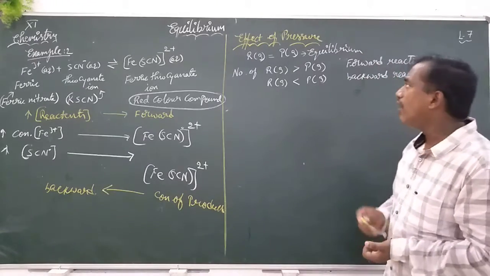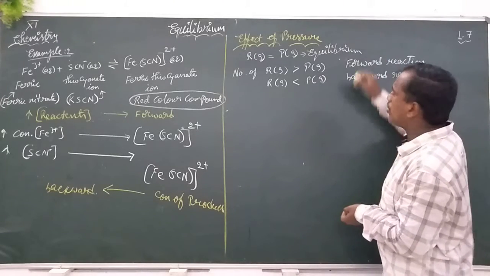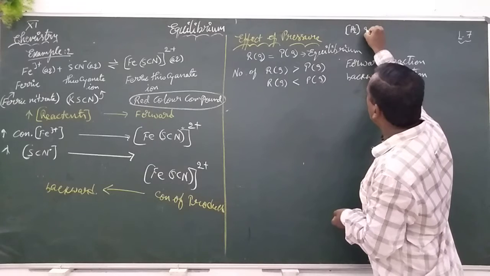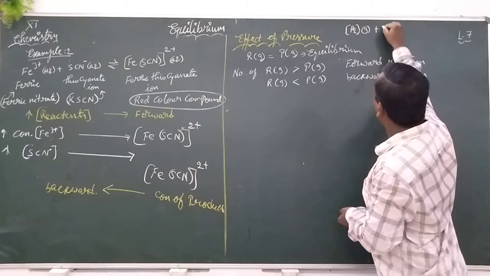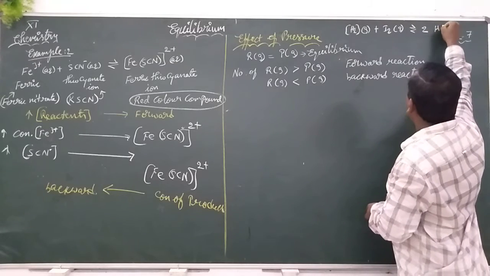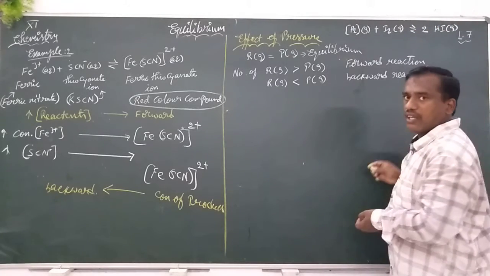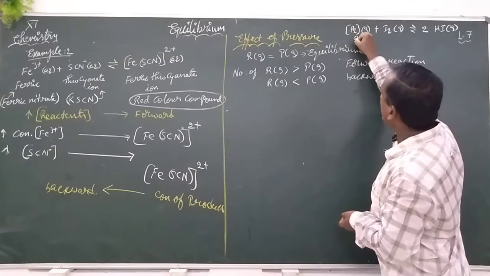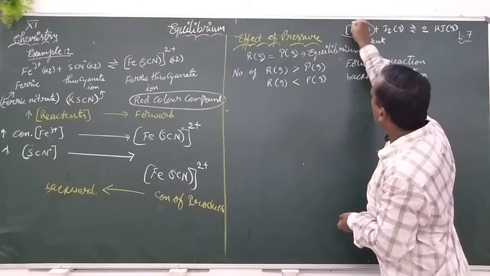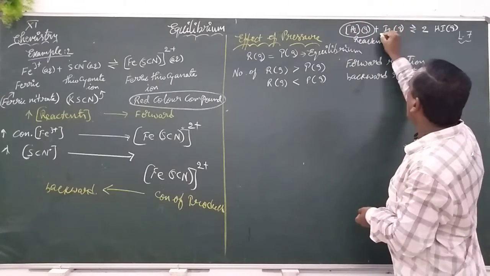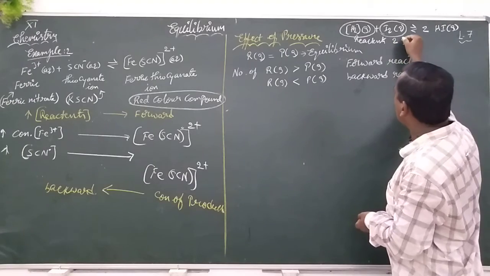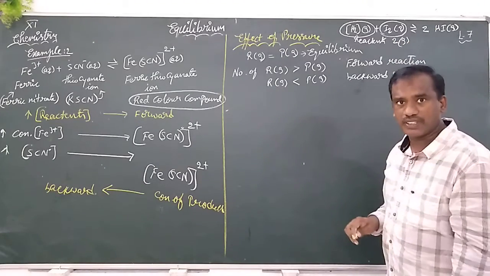What is this one, sir? If you recall the previous equation, hydrogen gas is reacting with iodine gas to form hydrogen iodide gas. On the reactant side, how many moles of hydrogen and iodine are there? 1 mole of gaseous reactant is there, and another mole of gaseous reactant. Means in reactants, how many moles of gaseous substances are there? 2 moles of gaseous substances are there.